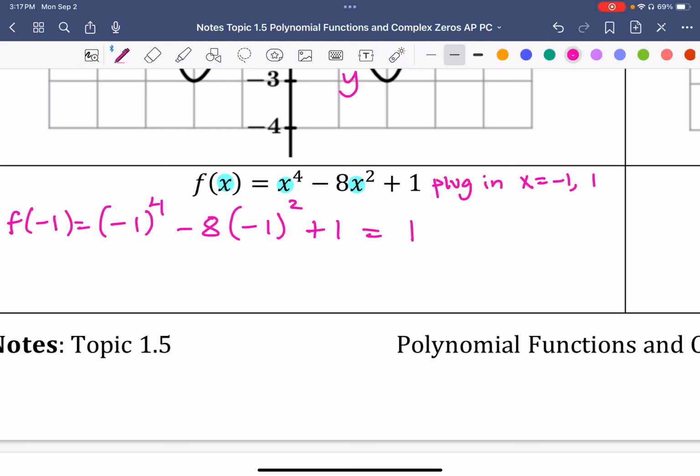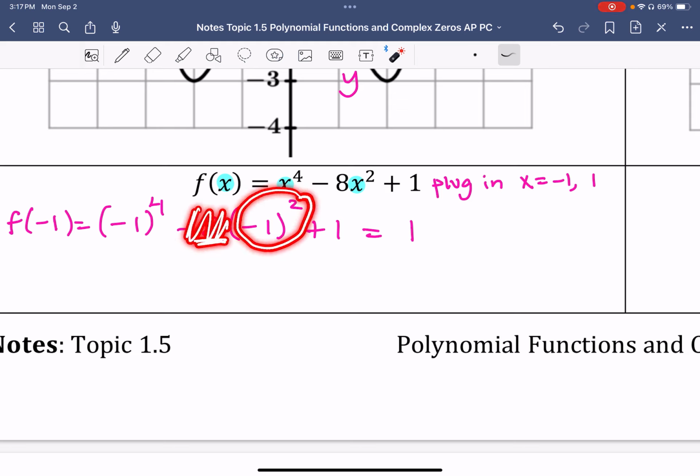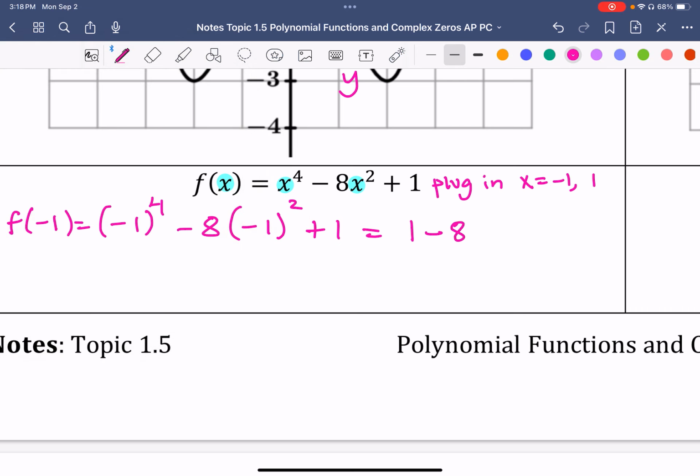Now PEMDAS says you need to do the exponents before you do multiplication. So ignore this -8 for now. You first need to do exponents. So -1 squared. Again, if you have an even number as your exponent, your negative will end up being positive. So this is now a +1. So now you have -8 times 1, which is -8. And then you still have a +1. 1 minus 8 plus 1 is equal to -6.